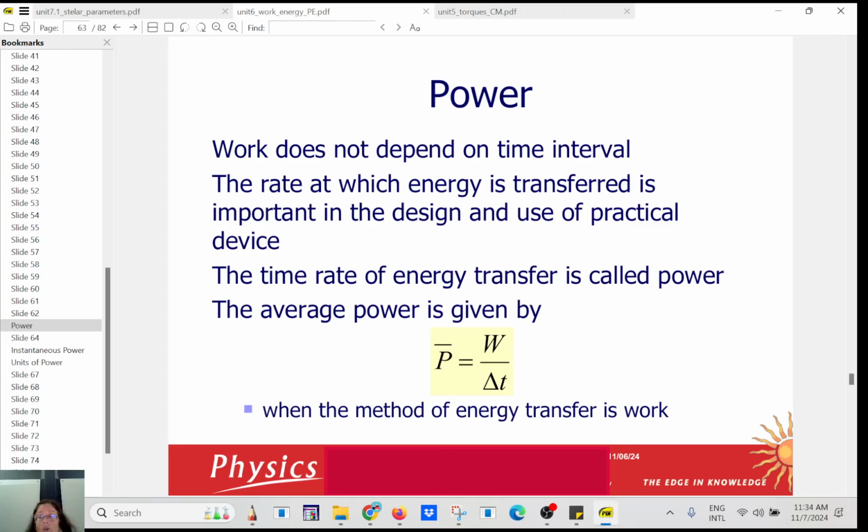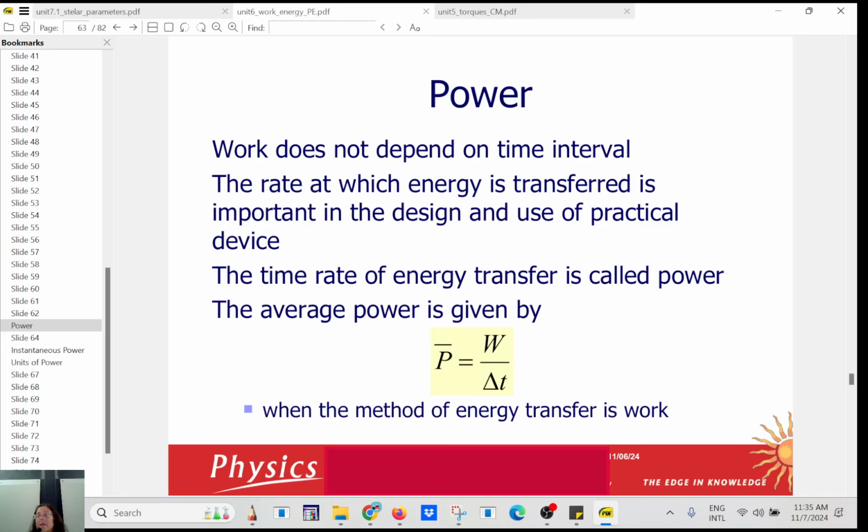So let's introduce a new quantity, which is called power. Physical quantity, power is easy to understand. It's like metabolism. It is the rate at which energy is produced, the rate at which energy is consumed, and by definition, it's going to be the work divided by the time. Okay, so that will be the definition for average power, right?